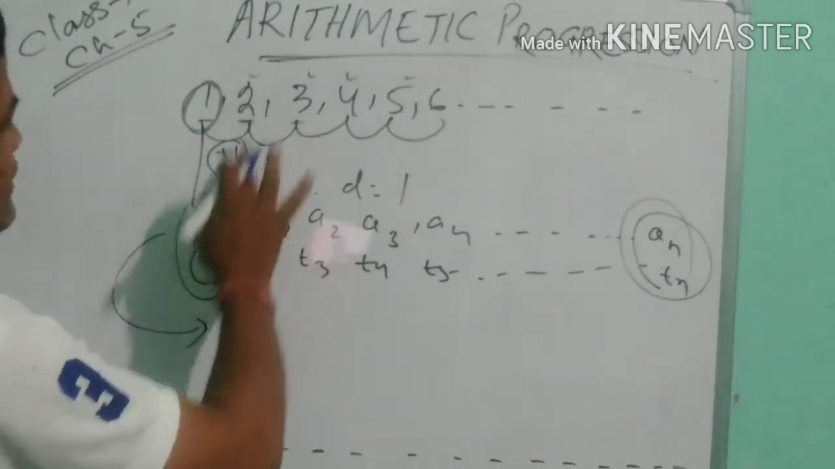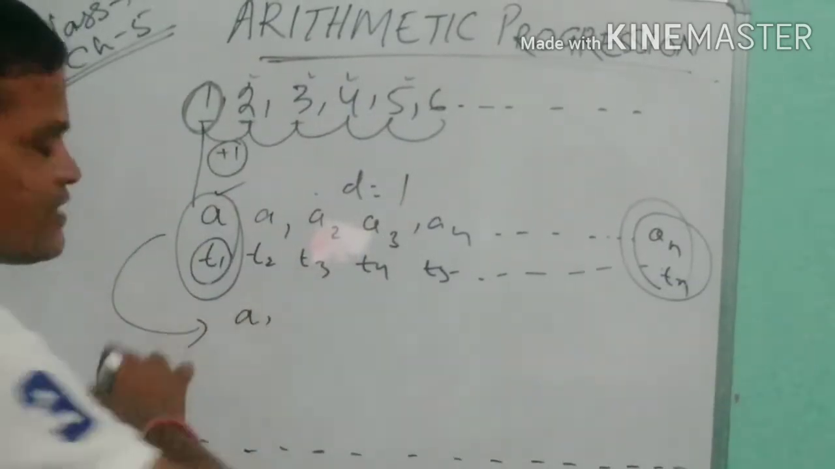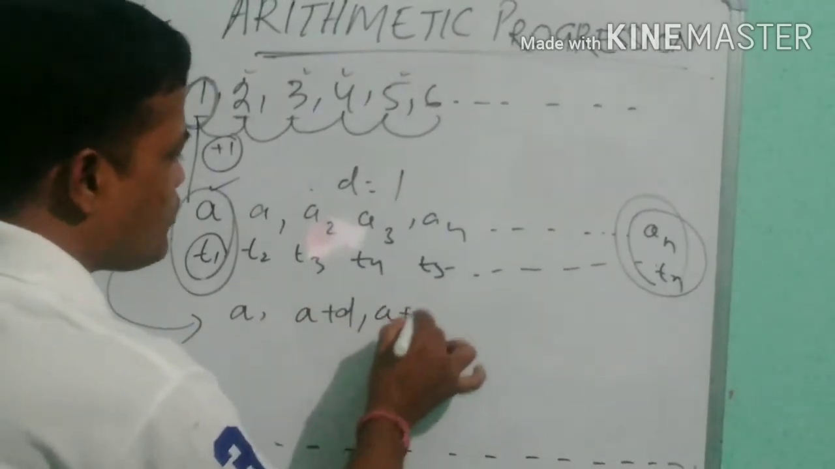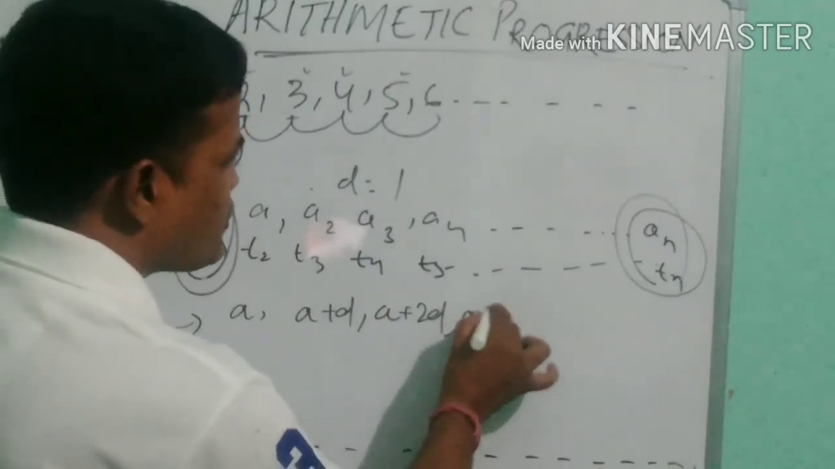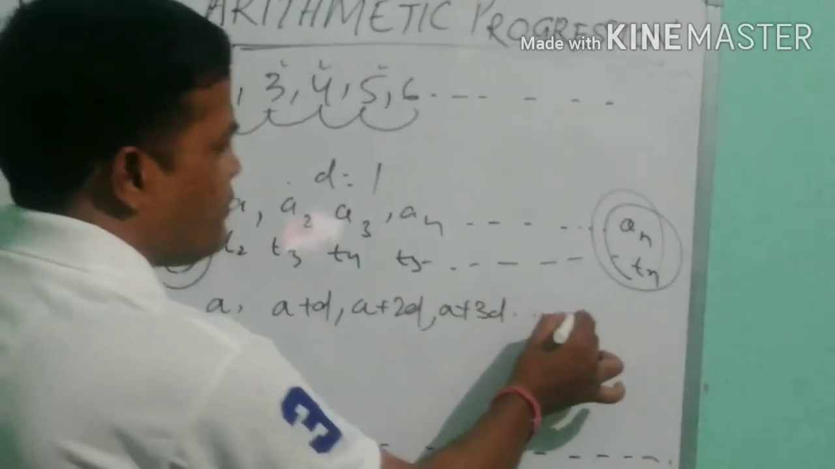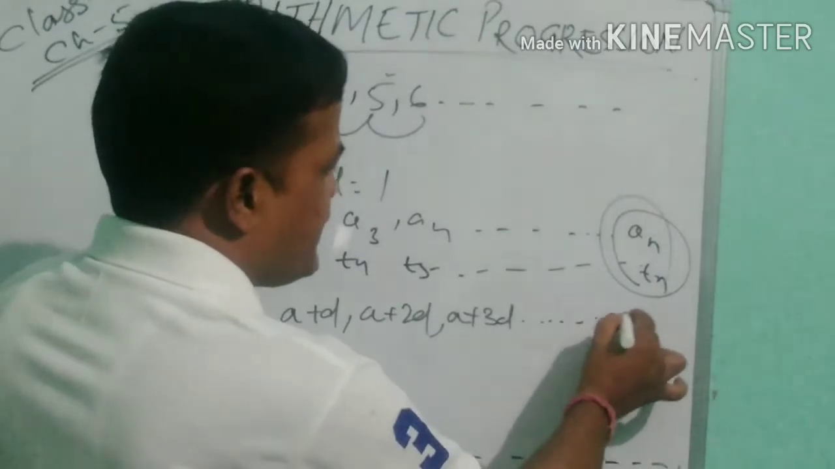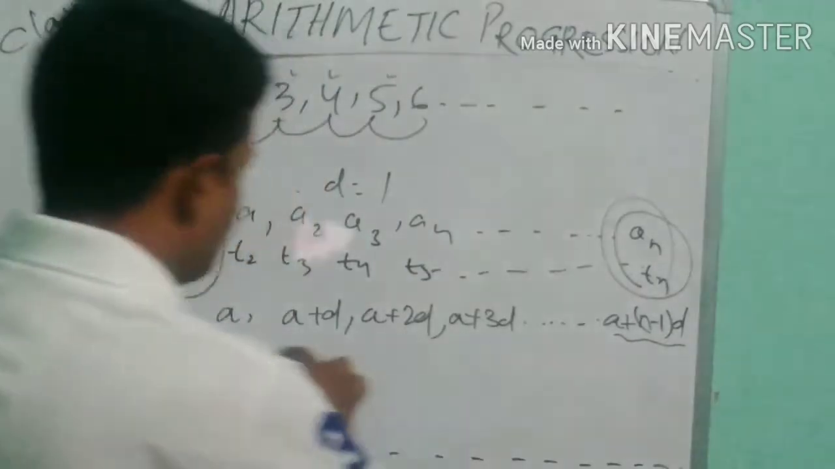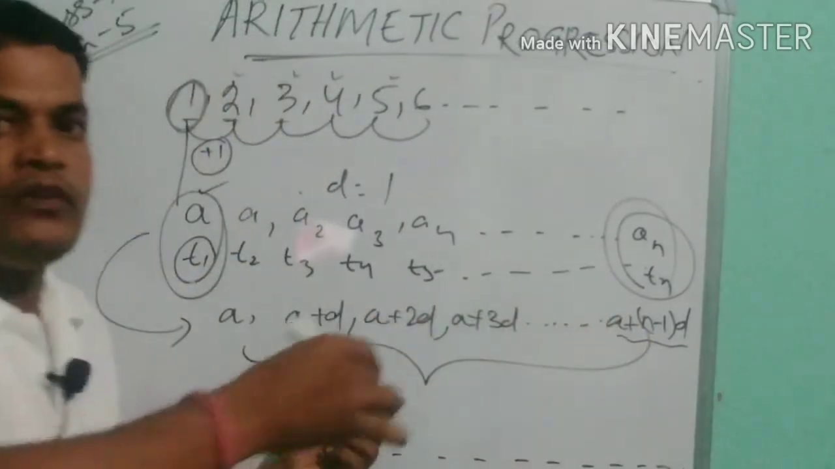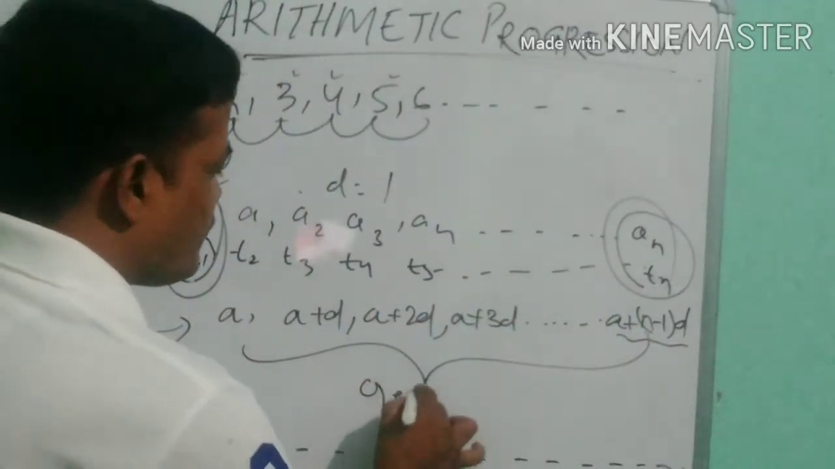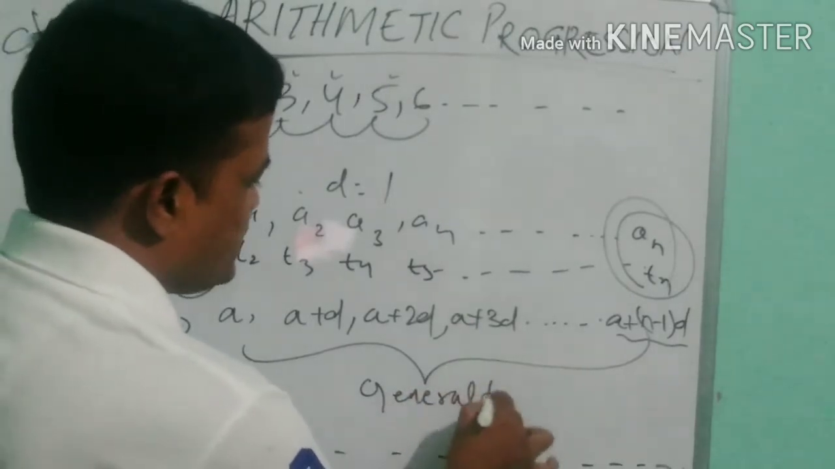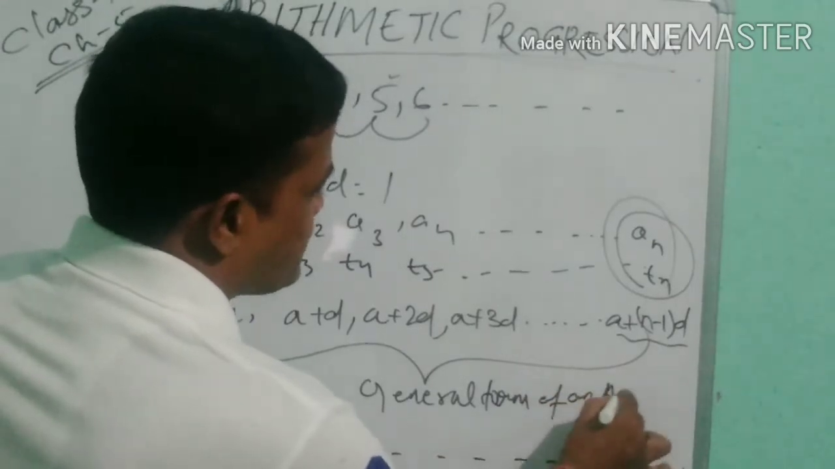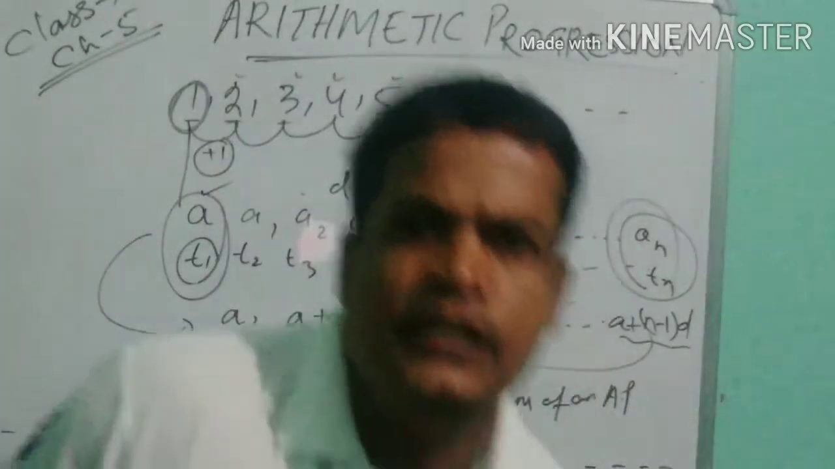If you convert this in the form of an AP, you can write the first term as A, the second term as A plus D, the third term as A plus 2D, the next term as A plus 3D. In this manner, if you go to n, you will find A plus (n minus 1) into D, and this is called the nth term. This form of numbers is called the general form of an AP, arithmetic progression.